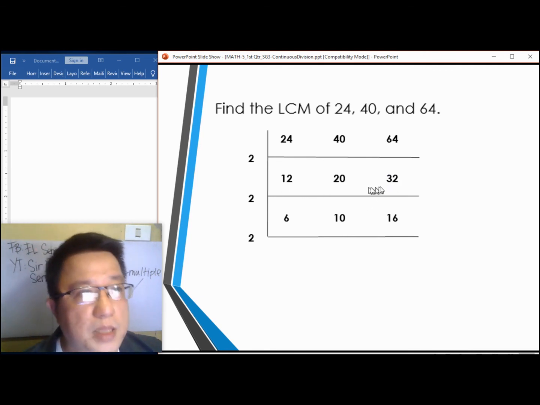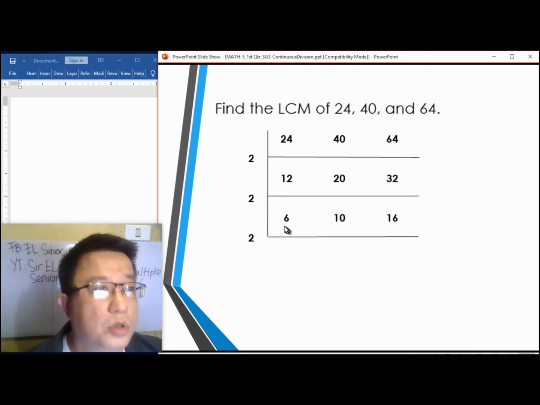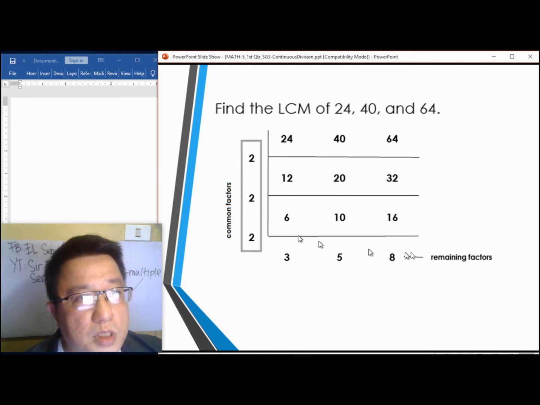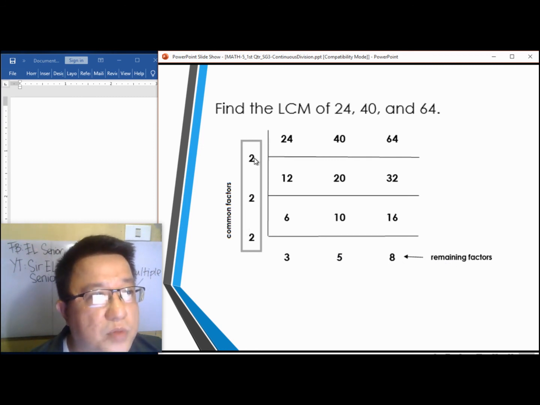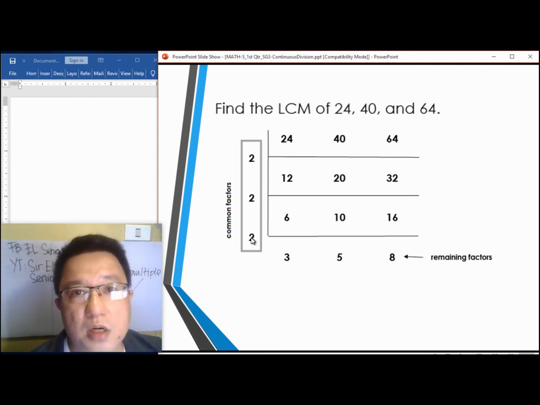And then we repeat the process. They are all even. So again, we will have 6, 10, and 16. And this third row is also all even, so it's divisible by 2. So the remaining factors will be 3, since 6 divided by 2 is 3, 10 divided by 2 is 5, and 16 divided by 2 is 8. So here, the GCF will be 2 times 2 times 2, or 8. And the remaining factors will be 3 times 5 times 8.